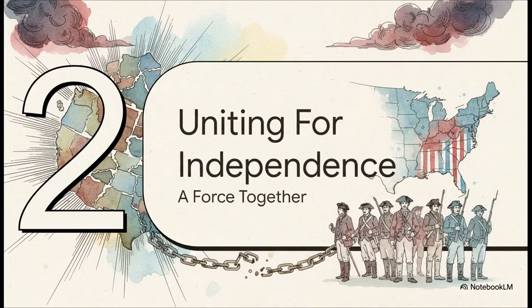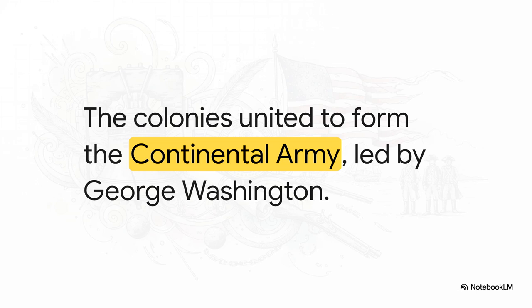Moving to Part 2, Uniting for Independence. Now, faced with the absolute might of an empire, those 13 previously fractured and highly individualistic colonies had a massive realization. They had to unite. Divided, they were basically just scattered local rebellions, but together, they could actually be a formidable force. The direct result here was the colonies officially uniting to form the Continental Army, and they placed George Washington right at the helm. This was a huge signal to Britain, and really the rest of the world, that they were incredibly serious about this resistance.